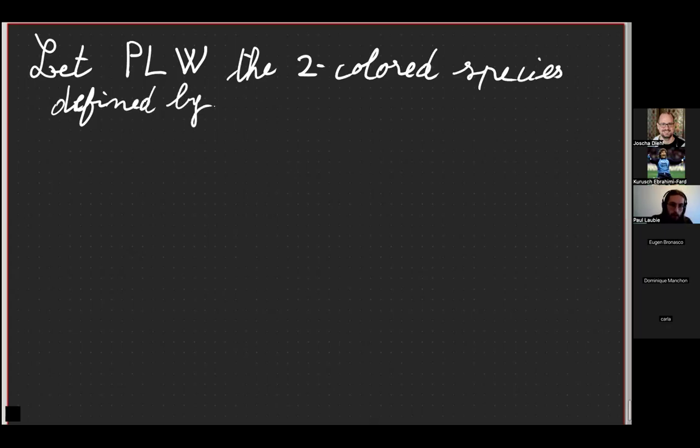So these species have two colors. It means that I have two possible kinds of variables in inputs, and the output is one of the two kinds of variables. Okay, so I don't remember the name I chose for the variables. So we have O and M, the two colors.